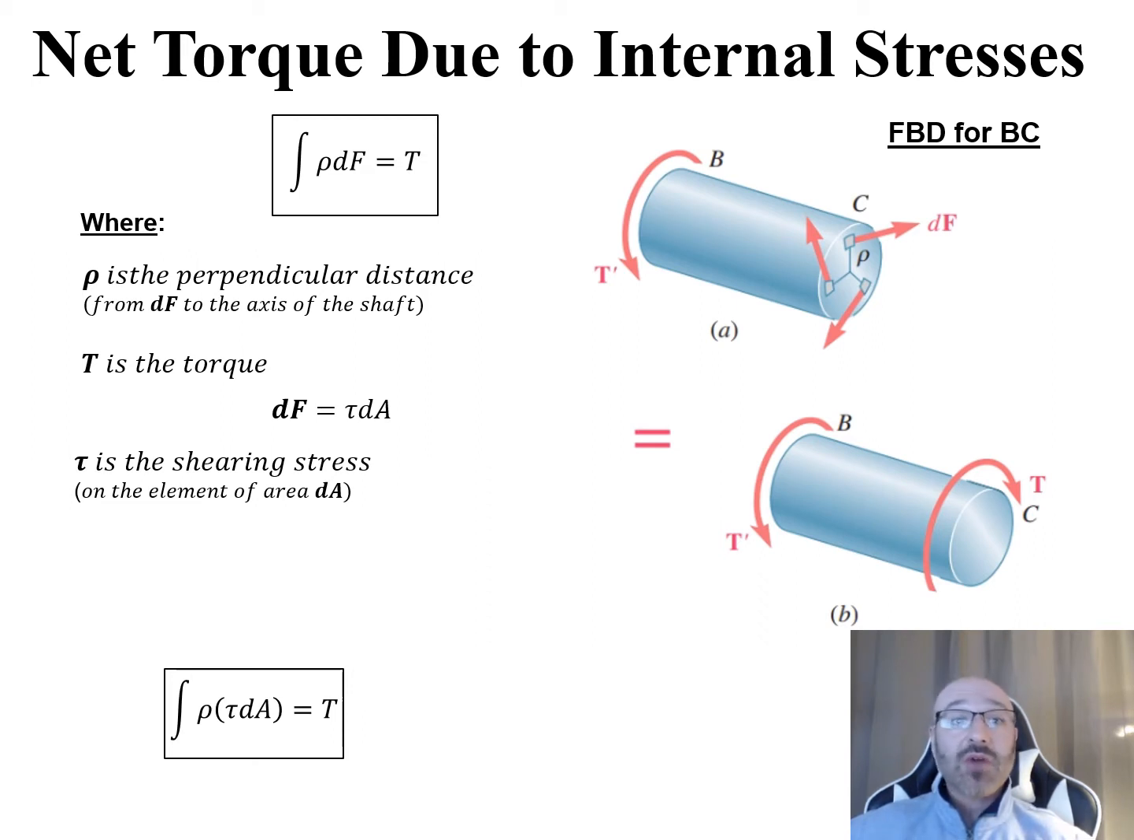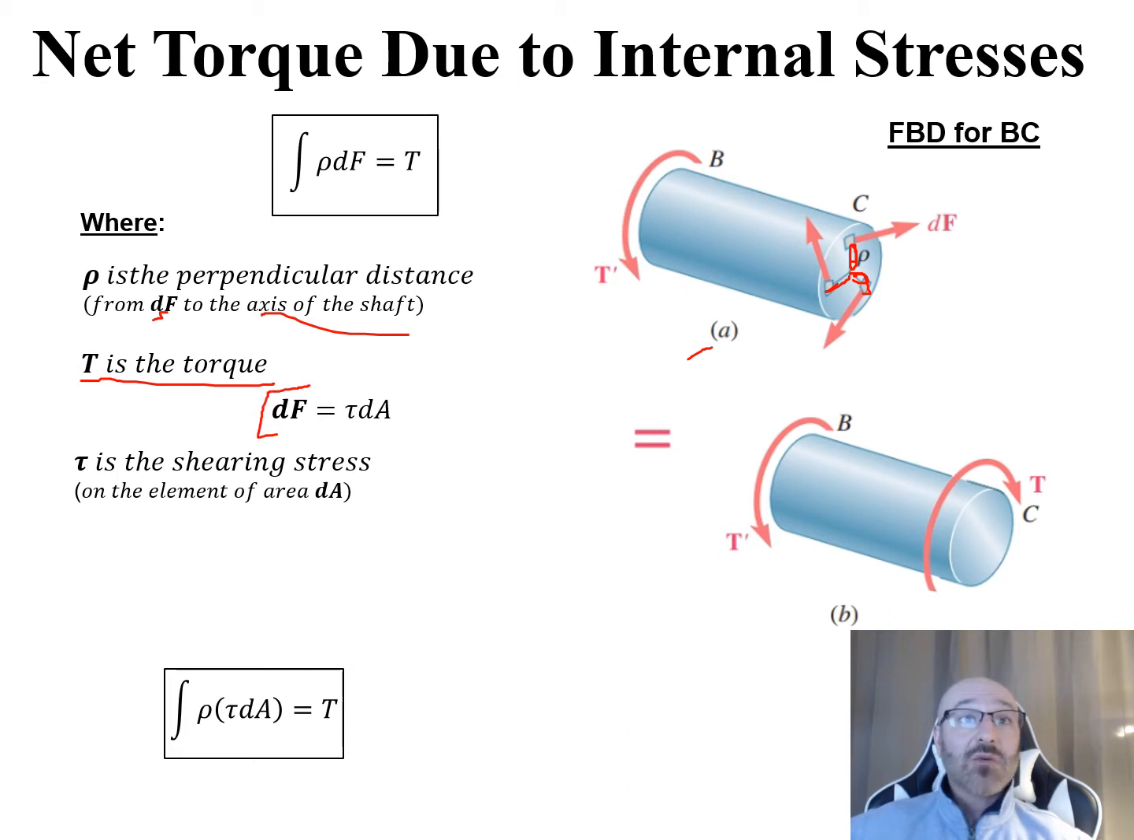So if we zoom in on our diagram in part A, we can see that perpendicular distance. For each one of these dF elements, that rho is going to be the perpendicular distance from dF to the axis of the shaft, which is right in the center of the shaft. So now T, what is that? T is our torque.